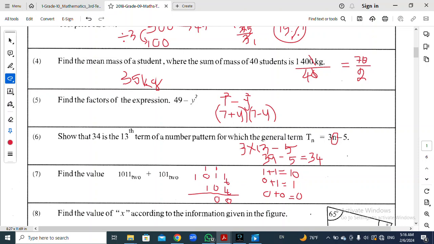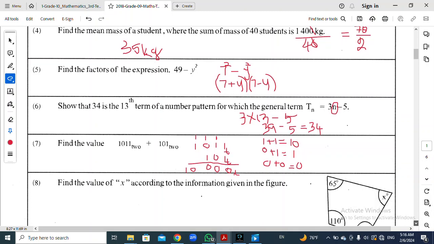Another 1 and 1, so 0, I am going to give the 1 to here. So 1 and 1, and it should be 1 0. So the answer is 1 and 4 zeros. The base should be 2. Okay, you have to mention the bases, otherwise it's wrong.